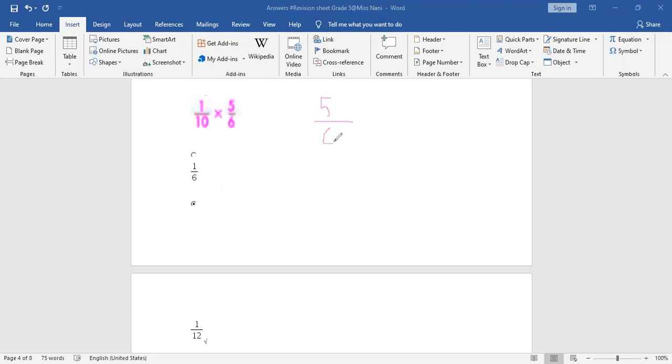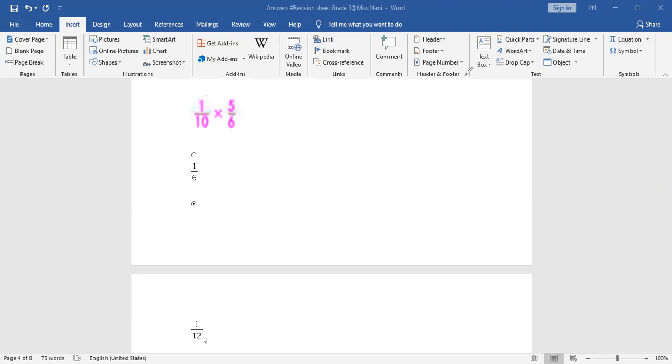5 out of 60. Then I will simplify it, okay? How will I simplify it? I will divide by a number. I can divide by the common factor between 5 and 60, which is 5. So I will divide the numerator and the denominator by 5. Sorry, the handwriting. 5 divided by 5 is 1. 60 divided by 5 is 12. So it is 1 out of 12. This is the right answer.